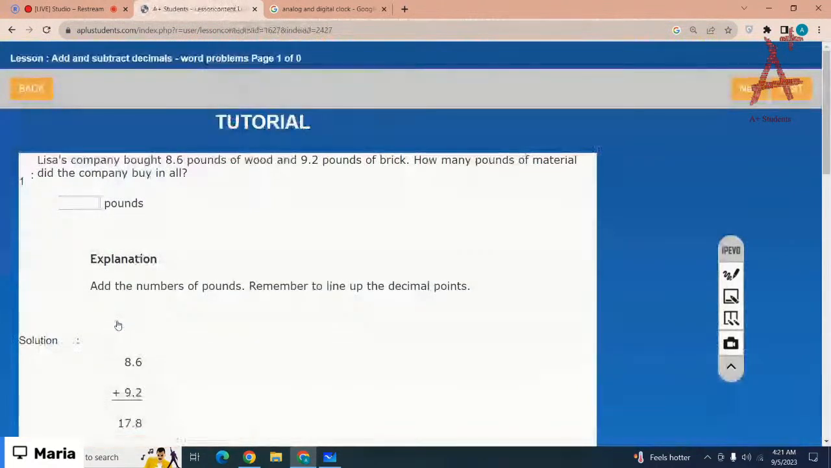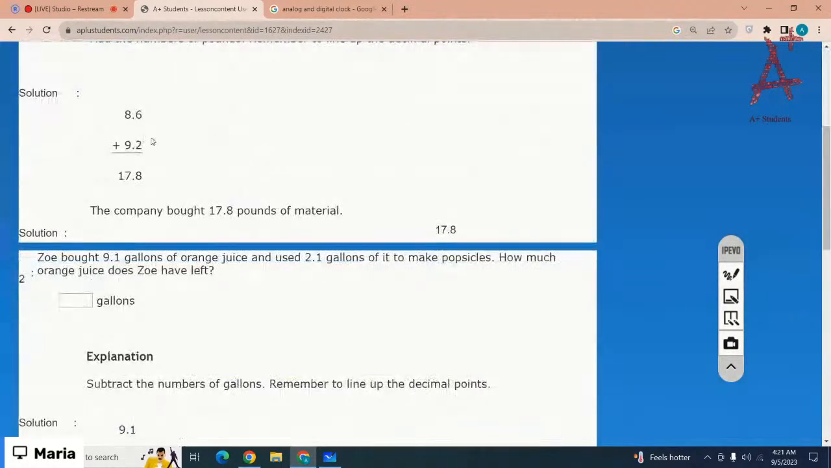Lisa's company bought 8.6 pounds of wood and 9.2 pounds of brick. How many pounds of material did the company buy? First of all, you have to add these numbers, right? You have to line up the decimal points, so they are at the same position for both numbers. You just simply add the numbers. 6 plus 2 is 8, 8 and 9 is 17. Because you have the decimal point right after one digit, it would be one digit in the answer.